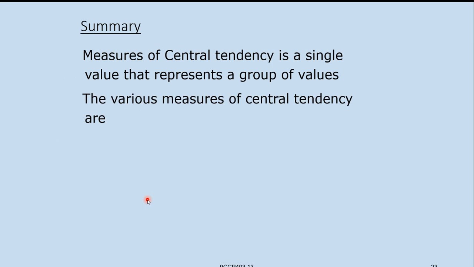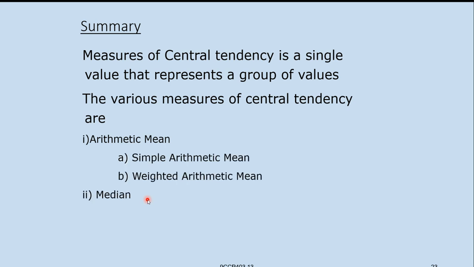So with this, we have come to the end of this lesson. We will see quickly the summary of the lesson. The measures of central tendency is a single value. All the averages are single values. The central tendency, central point, central value is always one, single, which represents a group of values.